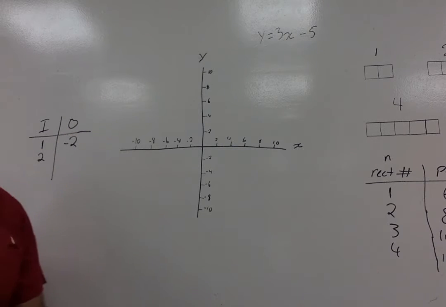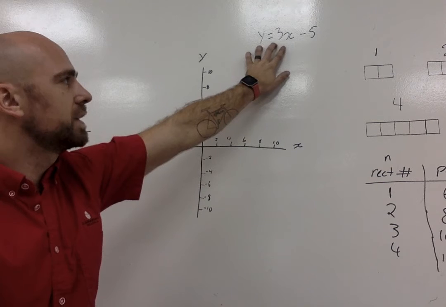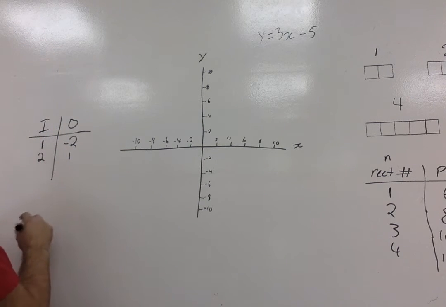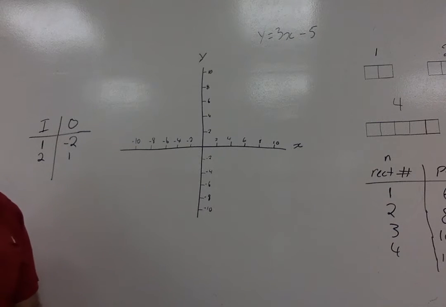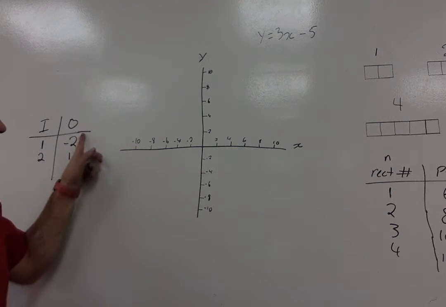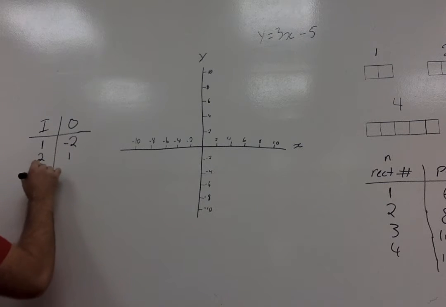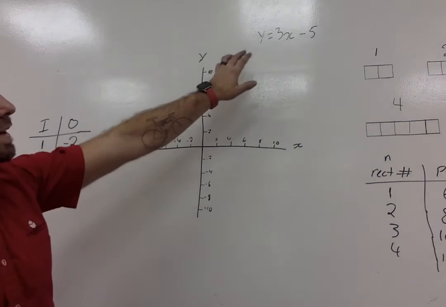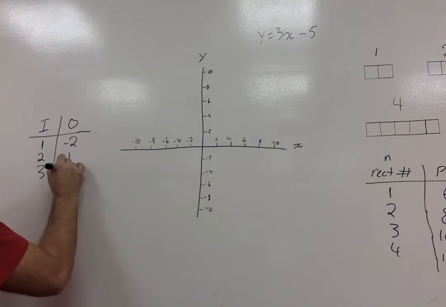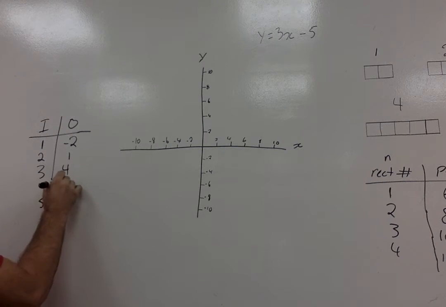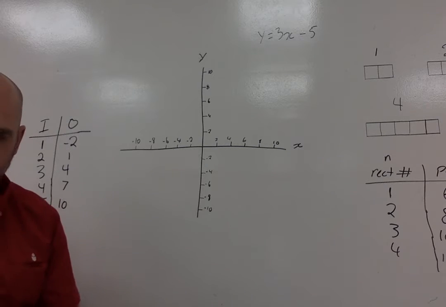When my input is 2, now I have 3 times 2 is 6, minus 5 is 1. Okay, so I'm noticing already that it's following the pattern. My output is increasing by 3 as my input increases by 1. So let's try 3. So 3 times 3 is 9, minus 5 is 4. Okay, I'll go up to 5. So I've got 4 and 5. If I follow the pattern, my next one is going to be 7 and then 10. All right, so we'll stop there.